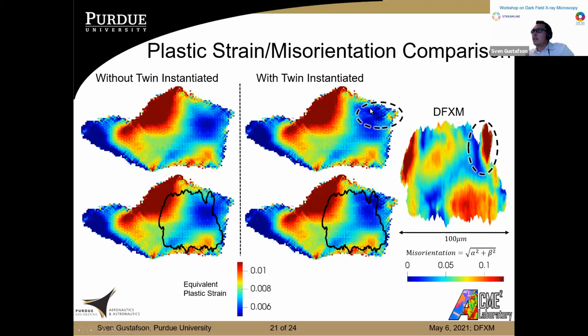Well, we start to see a lower value of plastic strain here, followed by a higher value of plastic strain on the side here. And we don't see as strong of a gradient when we don't have the twin instantiated. And we see a similar effect in dark field, where we have a large gradient of misorientation from here to that area there. And so we're seeing a good match again in the plastic strain and misorientation comparison.